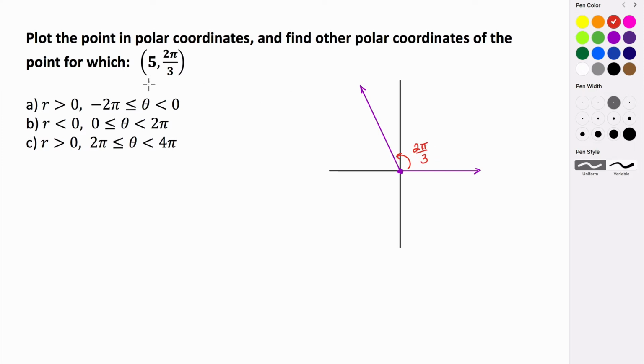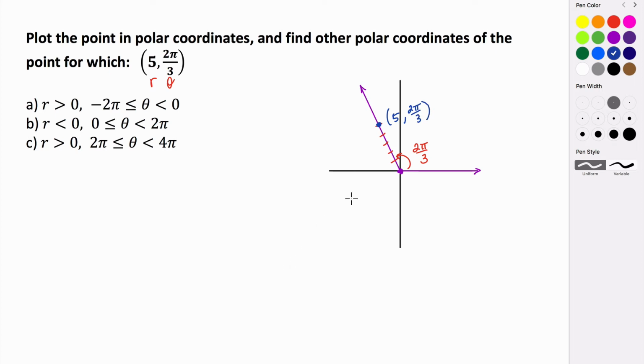So this angle here is positive 2π/3. And then the r value, so remember it's r comma theta. The r value is 5, so that means that from here we're going to extend out 5 units on the polar axis. So 1, 2, 3, 4, 5. So this point here in blue is the point (5, 2π/3).